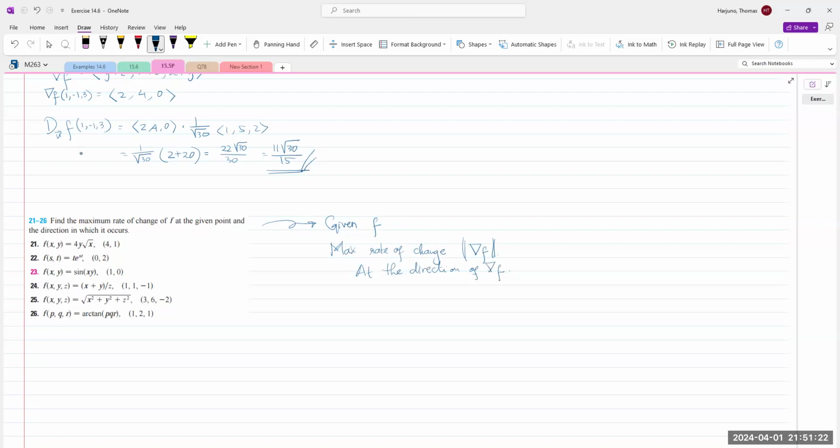Okay, that's the idea. So if I do number 24, for example, f of x, y, z equals x plus y over z, then the gradient of the function will be, well, this is x over z plus y over z, right? So this will be 1 over z, and then 1 over z, and then negative (x plus y) over z squared.